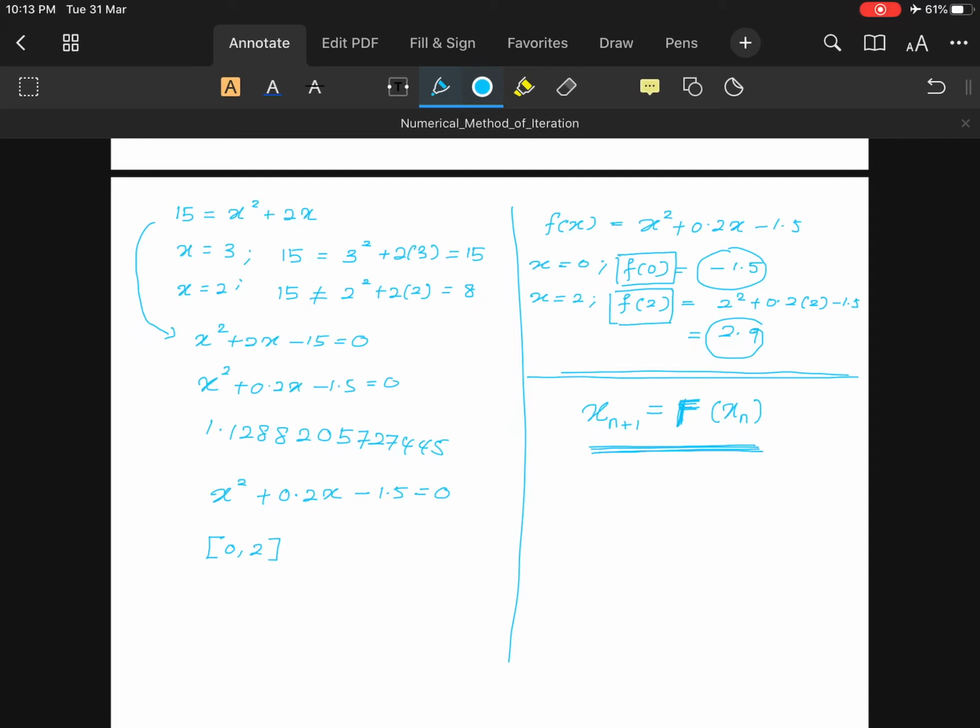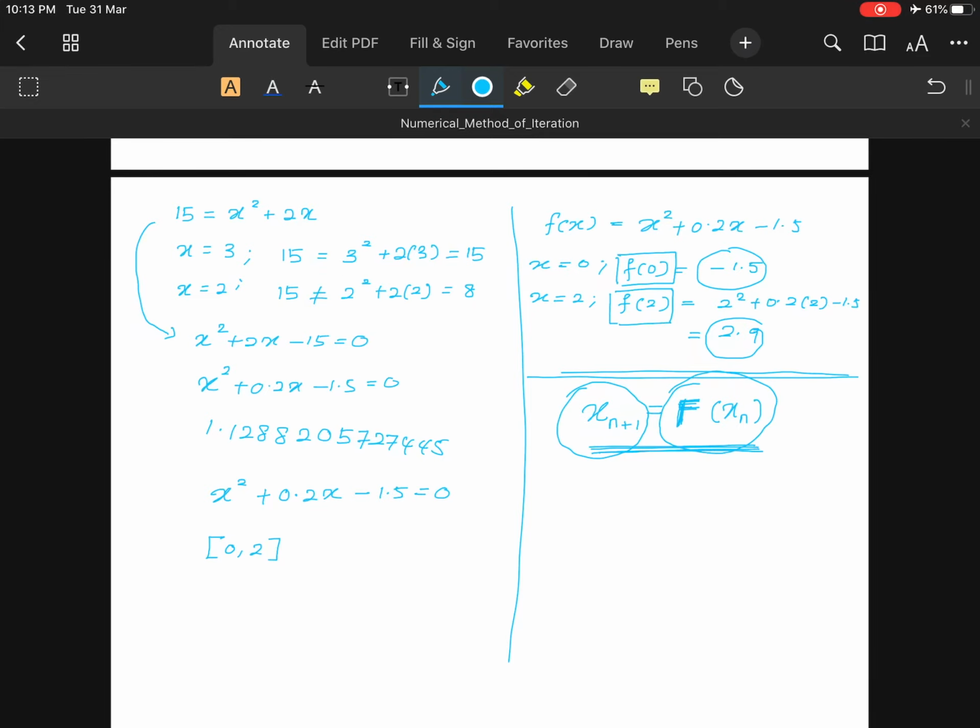By using the relation that I have written here, we are going to do this successively until the left hand side and right hand side are close enough to each other, so that means the equality itself has been achieved. If we are able to do that, it means that we have already found the value of x, which is the root of the equation.